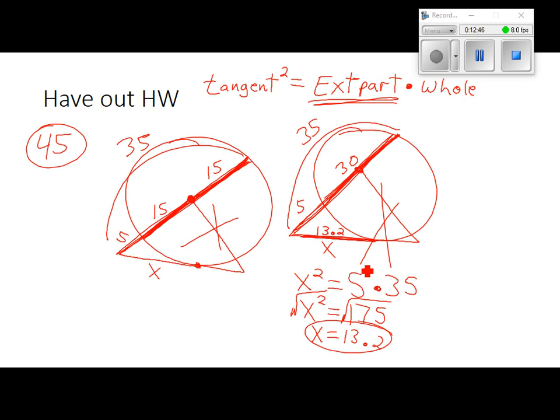All right, make sure your names are on those. You can stick them in the tray up there. While you're up, grab the notes.